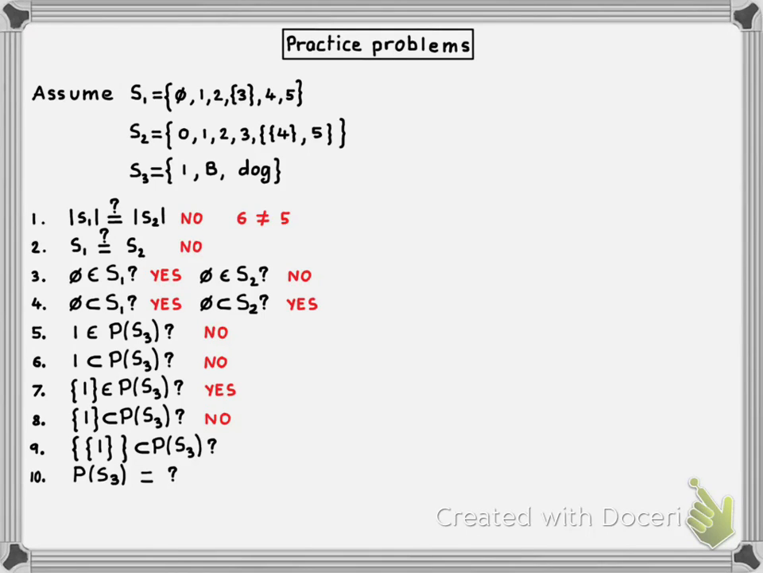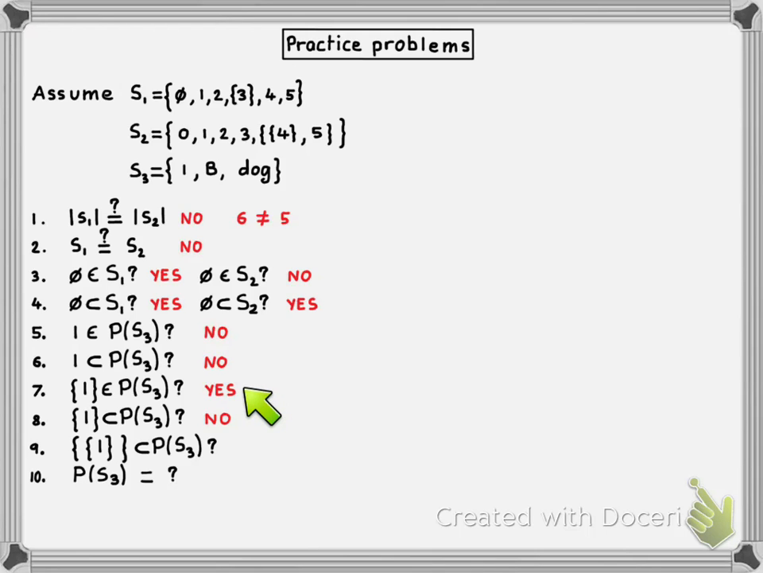So to answer question number 9, you just have to go back to the definition of being a proper subset. Namely, is it true that every element of the set on the left-hand side is also an element of the set on the right-hand side? Well, there's only one element in this set, namely it's the singleton set {1}. So the question we're asking here is: is this singleton set {1} an element of the power set of S3? And the answer is yes.